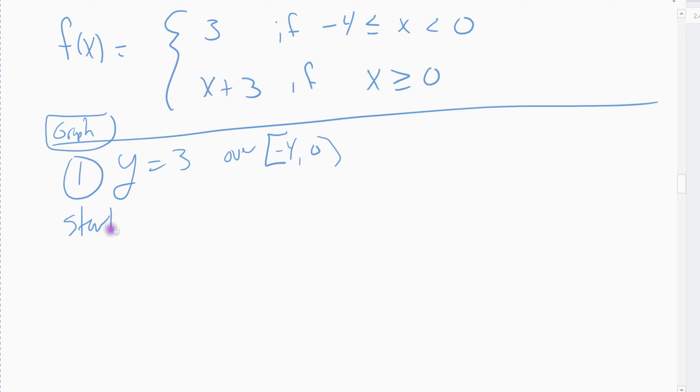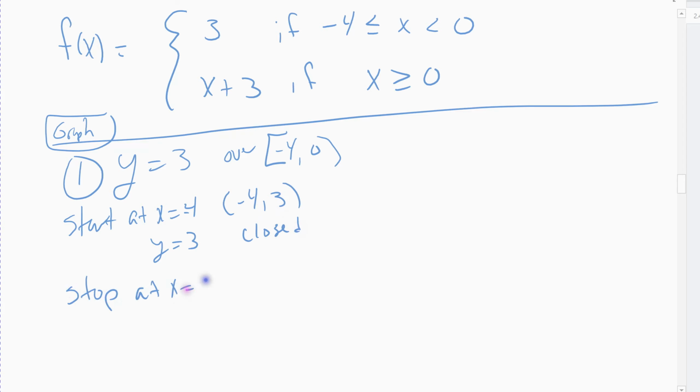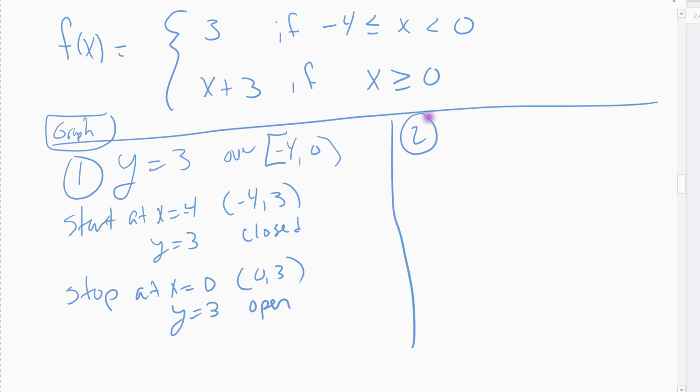So again, it'll start at x equals negative 4. y is always 3, so the point negative 4, 3, and that's closed because it exists there. The horizontal line will stop at x equals 0, y is 3. So the point 0, 3 is where it stopped, but that's an open point. Alright, then the second piece is the line y equals x plus 3 from 0 to infinity, right? Because x is going to be bigger than 0, so I can pick any positive value for x. So it starts at 0 because it exists there, and then anything after that. So we don't really have a stopping point. We do have a starting point.